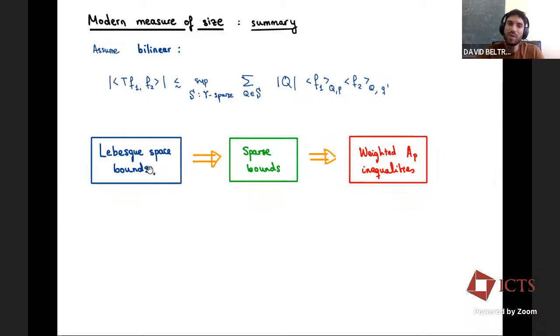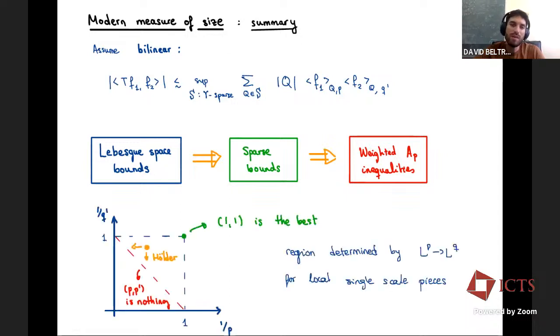So the way to see it is that we know for an operator all the information on Lebesgue spaces. Then how can we go to sparse bounds? And then once we have that, we use it to deduce weighted A_p estimates, or A_p and reverse-order estimates, as a corollary. Okay, and we'll also draw pictures, in the plane, because of the two exponents appearing here, the p and the q prime, and I'm going to be drawing 1 over p and 1 over q prime.